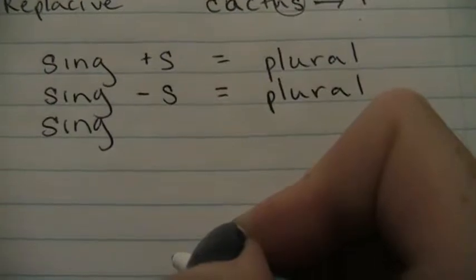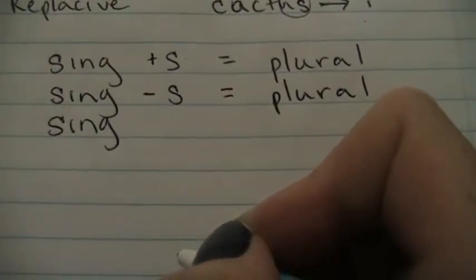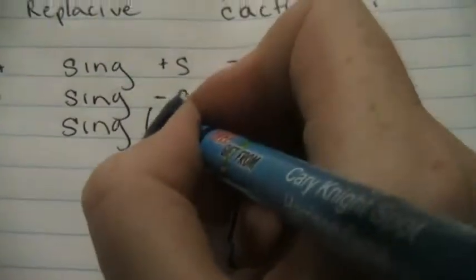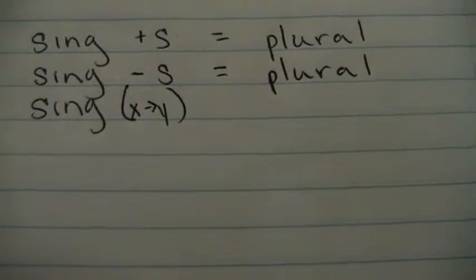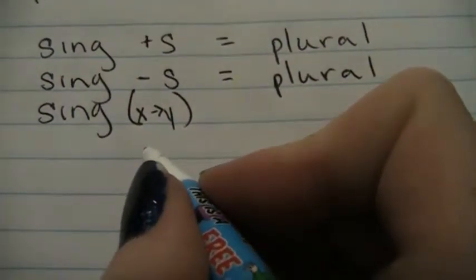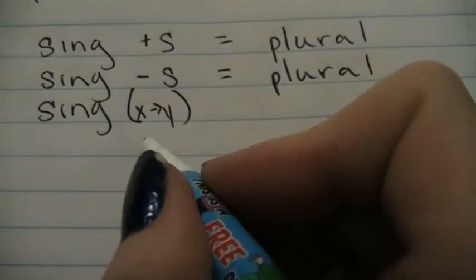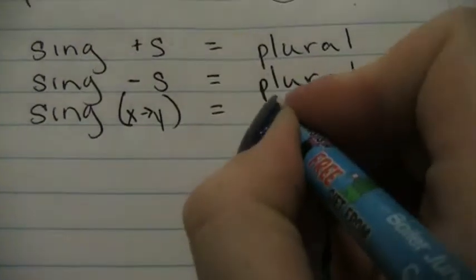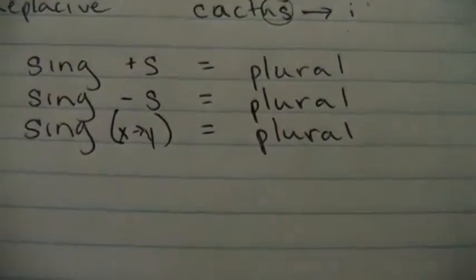For replacive, also, you take something, some sort of variable, in this case we'll go with our math here, x becomes y. So something in the word, maybe the entire word, maybe part of the word, maybe some sound, maybe a phrase, something is completely replaced by something else. And you end up with the plural.